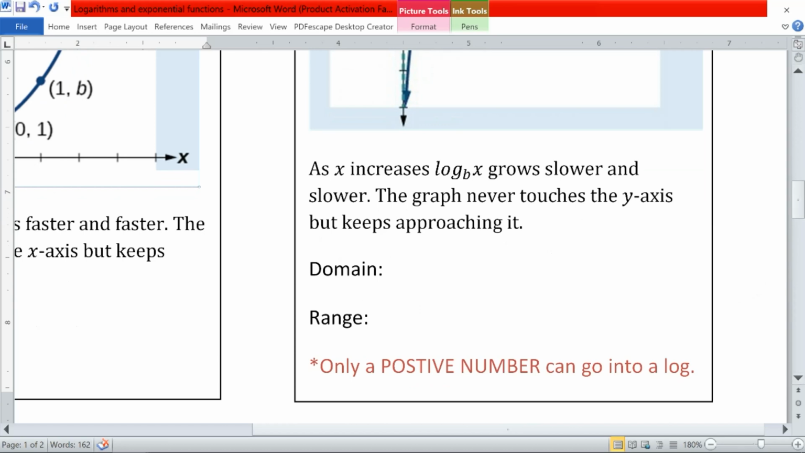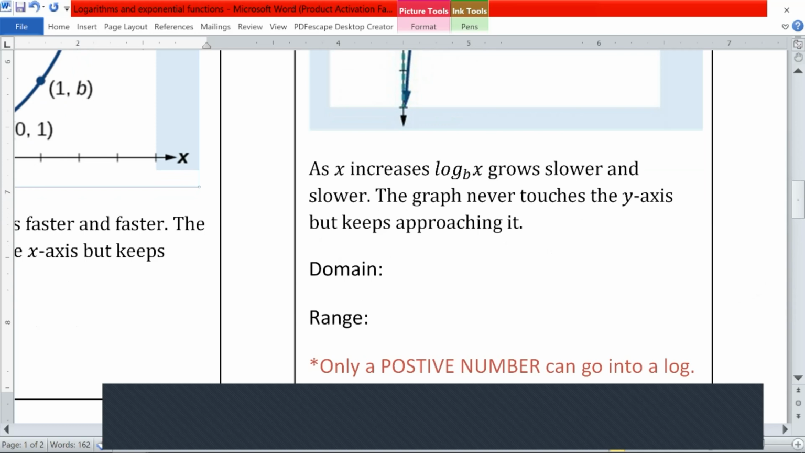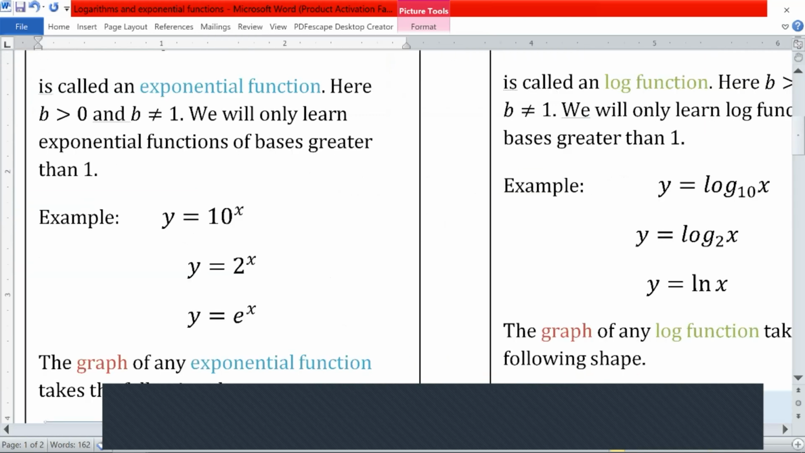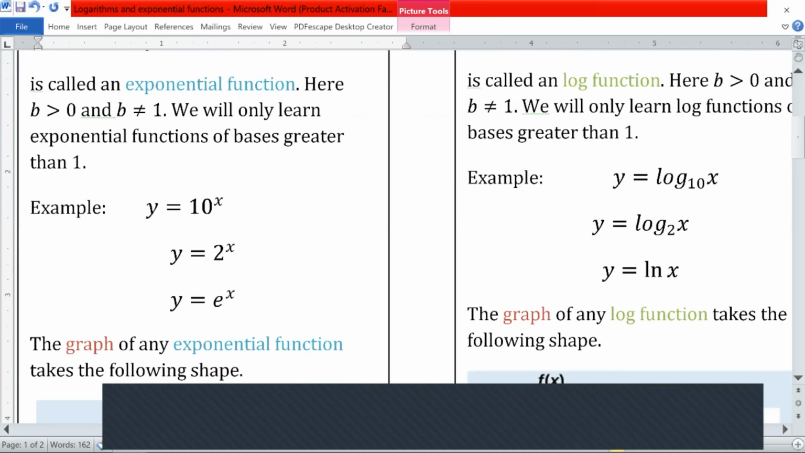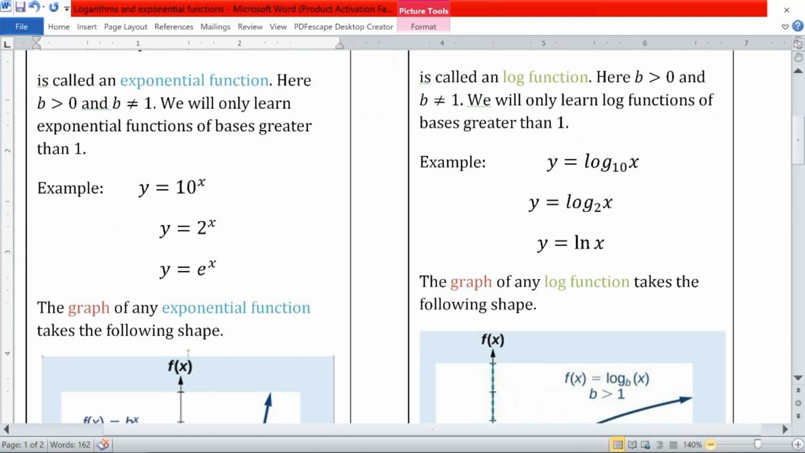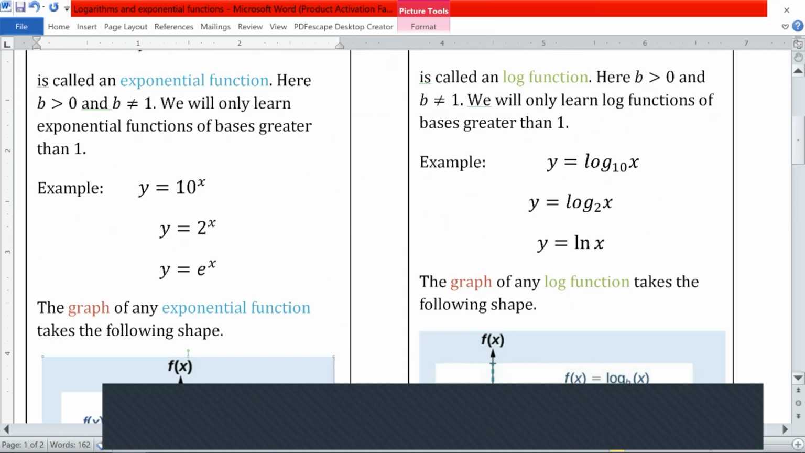Let's now quickly copy this note and then we will simultaneously look at these two functions, the graphs of these two functions drawn on the same grid so that you can see the inverse nature of their functions. Okay, so that will be coming next. Let me zoom this out a bit so that you can start copying.